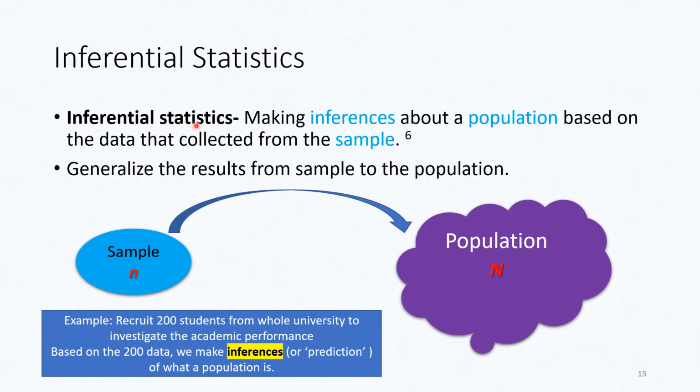Inferential statistics is making inferences about populations based on the data collected from the sample. It helps you to generalize the results from a sample to the population. For example, recruit 200 students from the whole university to investigate academic performance. So based on the 200 data, we make inferences of what the population is.